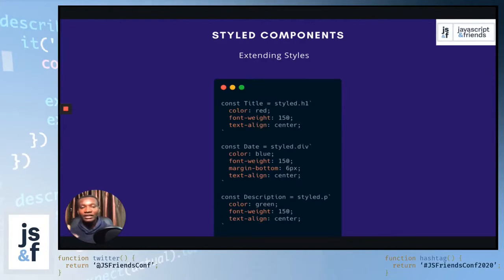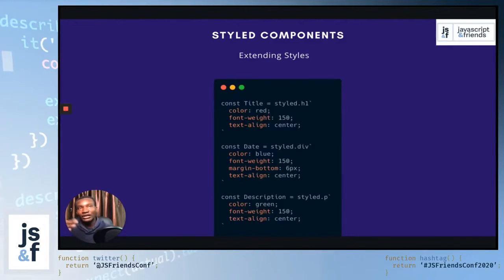Next we're going to talk about extending styled components. We can have a whole bunch of styles like title and date components. These are basically mini components, just components that we have on a website that we want to return certain values or want to reuse, so that we're able to reuse the styles every time.